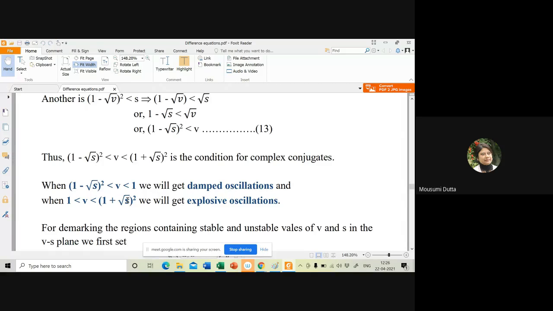So please tell me whether you are understanding these two things. When we will have damped oscillations, when we will have explosive oscillations. Is it clear? Yes, ma'am. Anyone has any problem? Could you write the range properly?